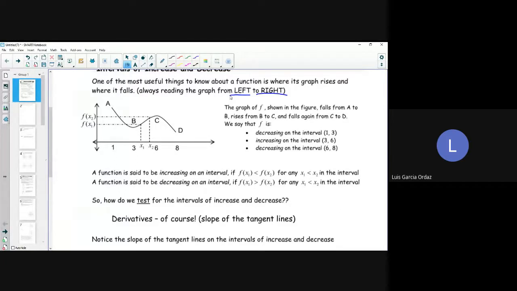Okay, so with graphs again, we read it from left to right. So the graph F shown in the figure below falls from A to B. So it's decreasing between my x value 1 and 3. So the slope of my tangent here is going to be negative. It is increasing from the interval 3 to 6. So again, the slope of my tangent is going to be positive. And it is decreasing from 6 to 8. So from 6 to 8, it is going to be decreasing.